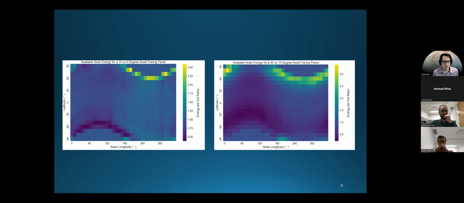A lot of this is due to the energy generation being dominated by direct radiance rather than the diffuse radiance from the atmosphere. So as soon as we start getting to areas where some of the sun paths are going to be getting your direct radiance coming behind the panel and losing it, you get large drops in energy availability.